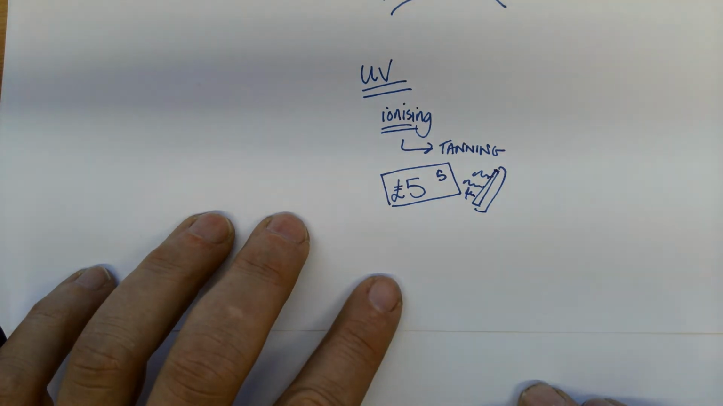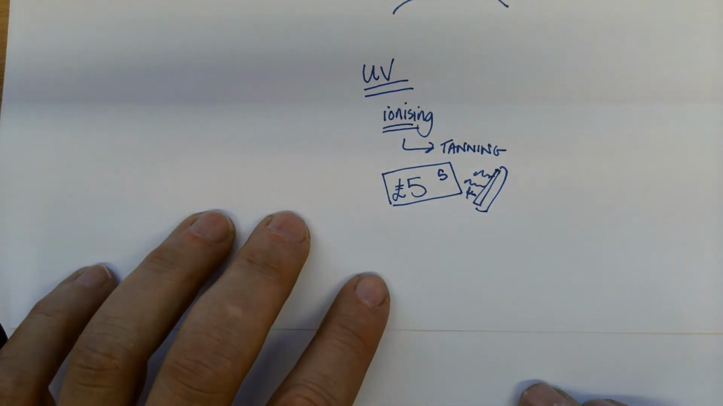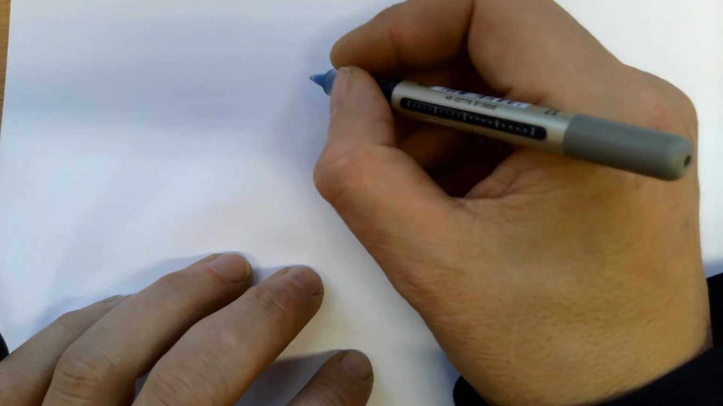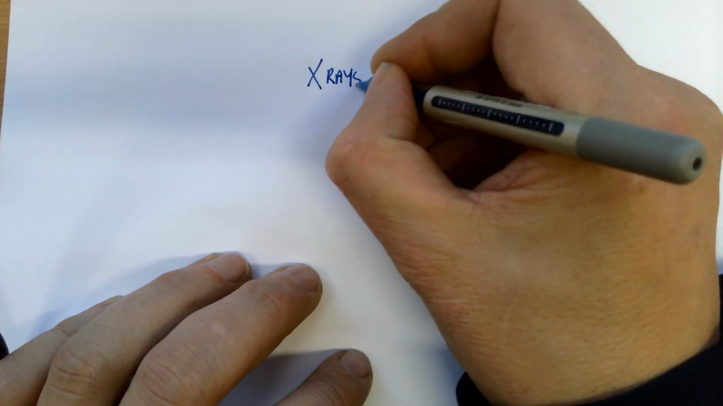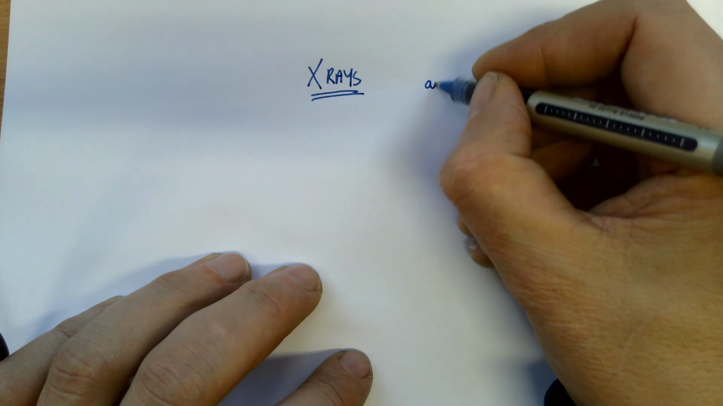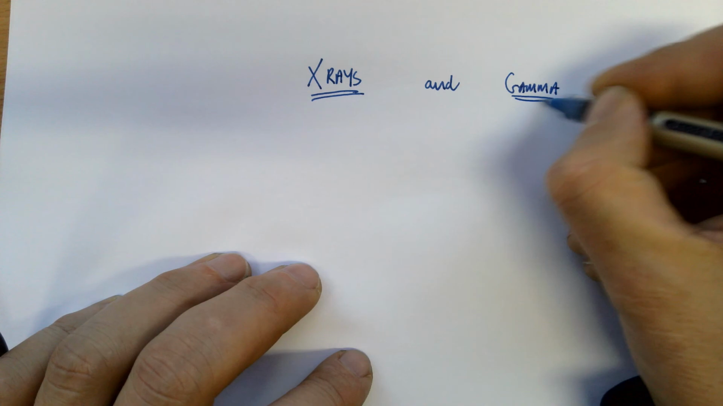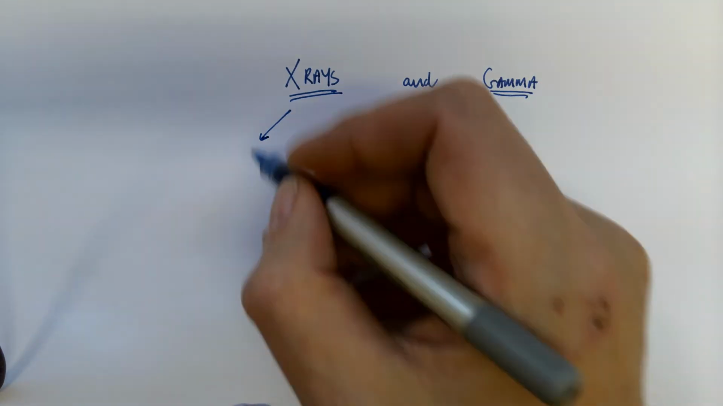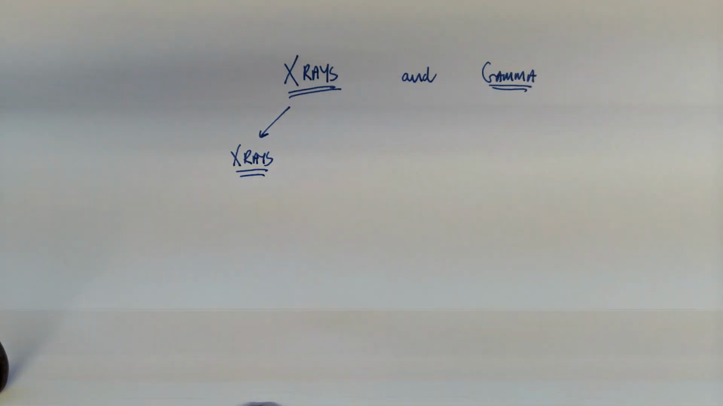So beyond UV, we're going to have X-rays and gamma. Now, with X-rays and gamma, there are a couple of little things that we need to start considering. I'll do them separately. So here we go, X-rays and gamma. We'll start off with the obvious thing, that X-rays are obviously used for taking X-ray images.